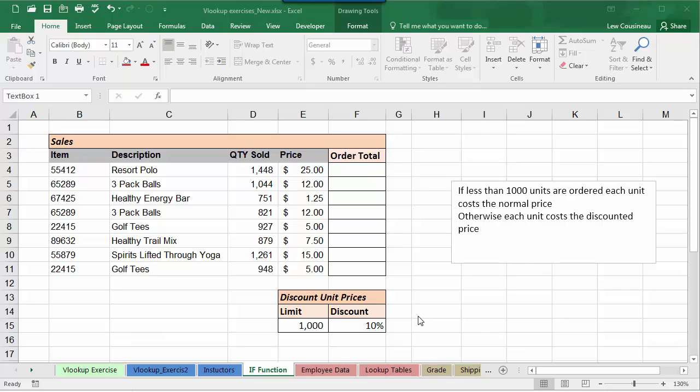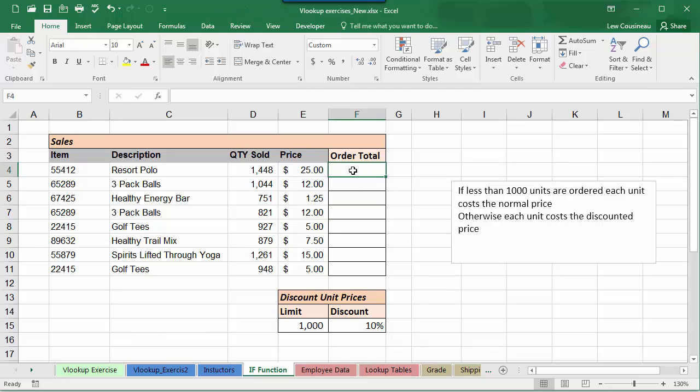In this video, we're going to do a couple examples of using an if function. And in our scenario, what we're doing is selling some products. Here are the quantities sold, the price we're selling them at. But we have a rule that if we sell less than 1,000 units, then the customer pays the normal price, which is quantities sold times the price. If we sell 1,000 units or more, then we're going to give them a 10% discount on that price.